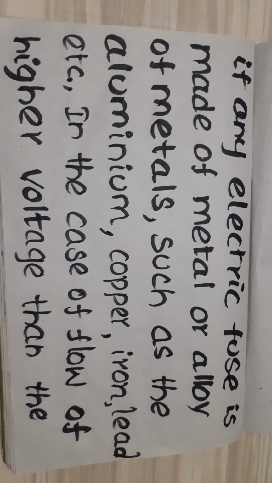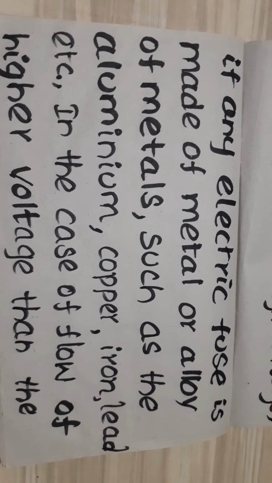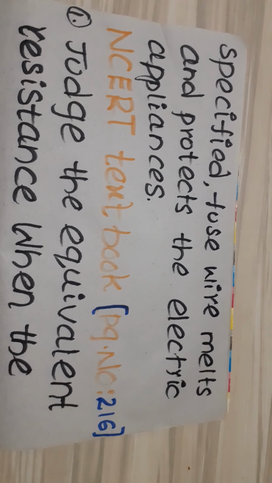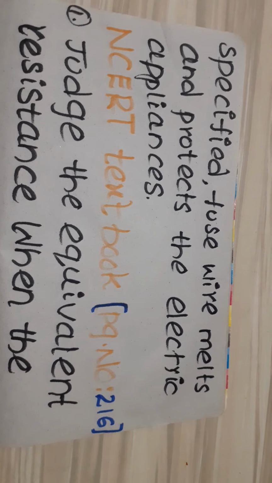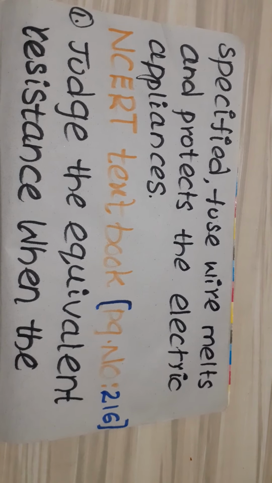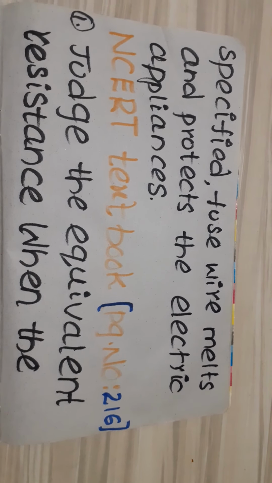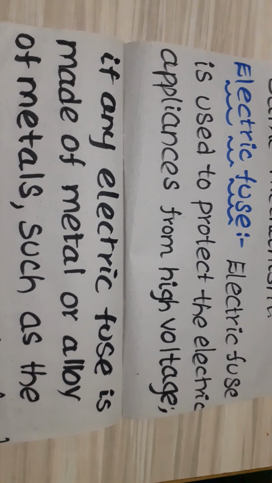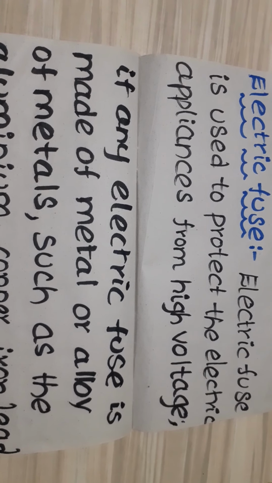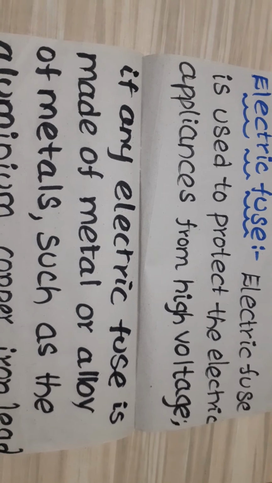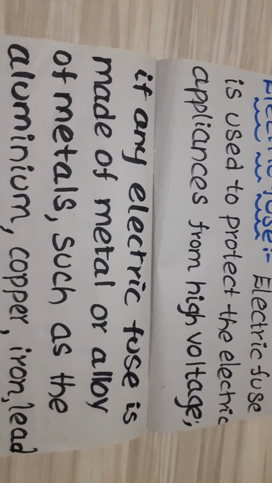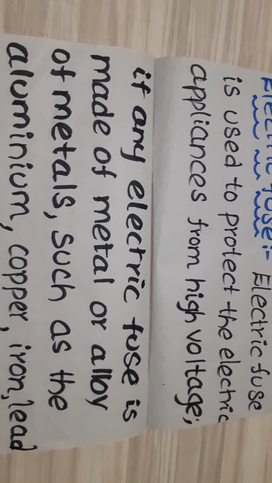In case of the flow of higher voltages, the fuse wire melts and protects the appliance. So the fuse immediately breaks down, and the appliance will be safe. The electrical fuse is made up of alloy, so it has a high melting point as well as high resistivity.